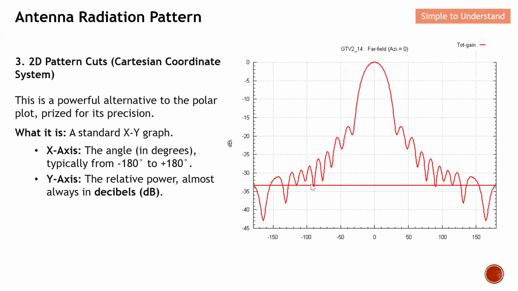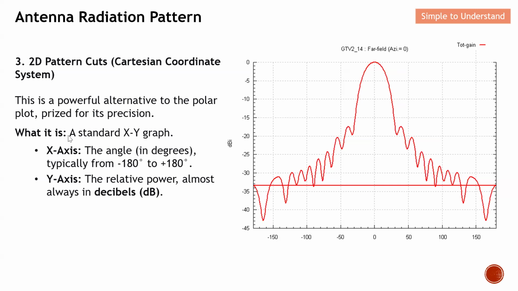Basically, this diagram here shows the Cartesian coordination system. You can see from here, whatever the degree, you will be able to see the gain, for example, in this case here. So basically, this is the 2D pattern cuts based on the Cartesian coordination system. This is, in fact, a very powerful alternative to the polar plot. The price is basically the precision.